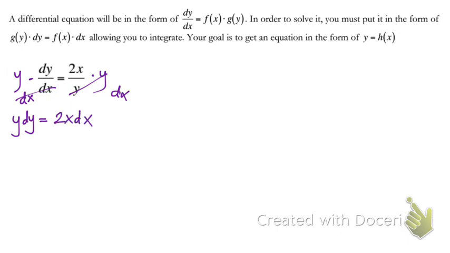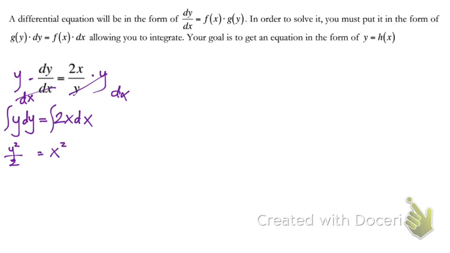Now that my variables are separated, it's in this form, where I have y times dy, and then 2x times dx, a function of y on the left and a function of x on the right. If I integrate both sides, the integral of y is y squared over 2, and the integral of 2x is 2x squared over 2, which simplifies to x squared.